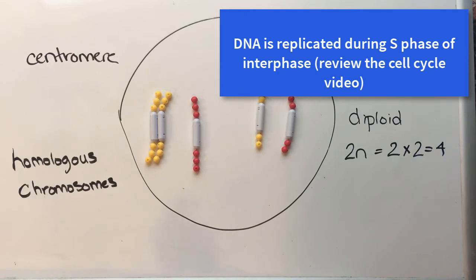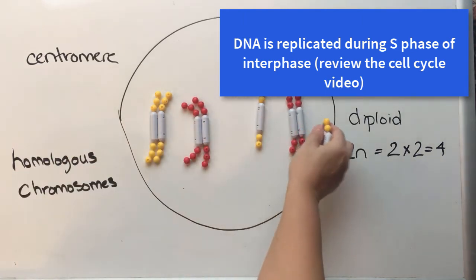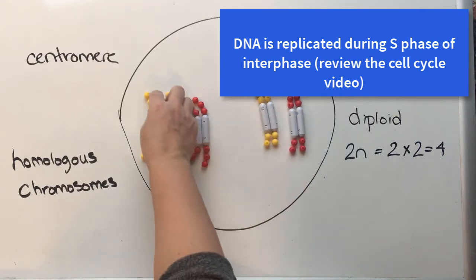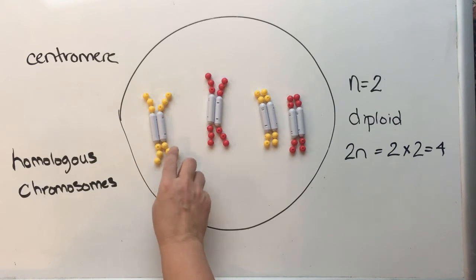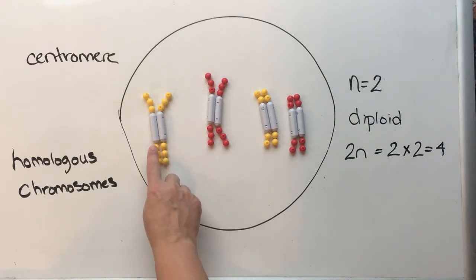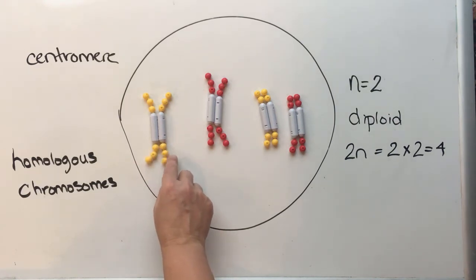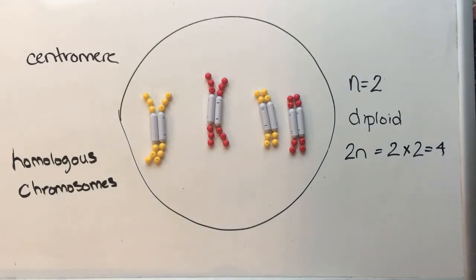When we duplicate our DNA, each of these turns into this sort of X-shaped structure. And they are genetically identical. So you can see you've got the same number of beads, you've got the same arrangement of beads, and you've got the same alleles of the genes.